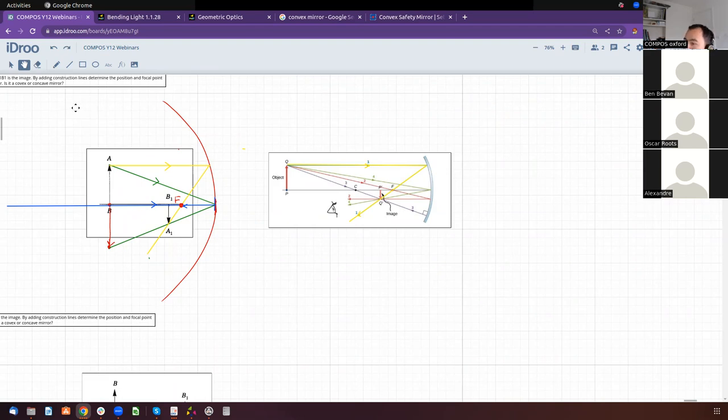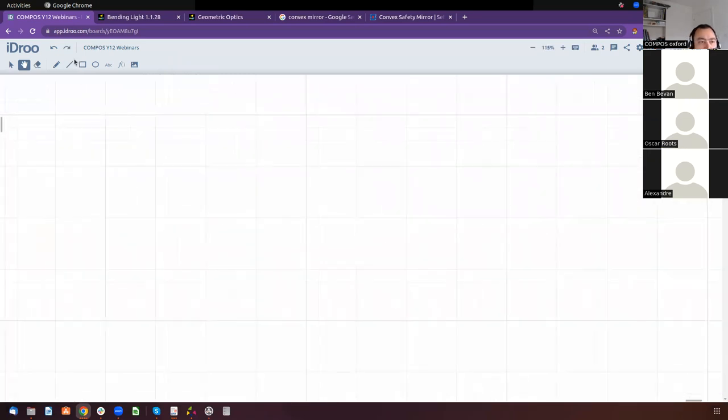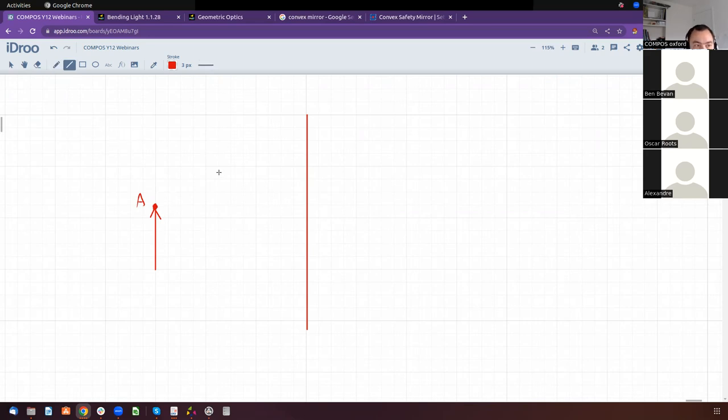No, that's for any mirrors. Like if you are standing in front of a mirror and this is you, and this is the tip of your head, this is A, well, let's find where your image is. Your image is the same distance from the mirror as you are. So your image is here, A1. A1 is your image.